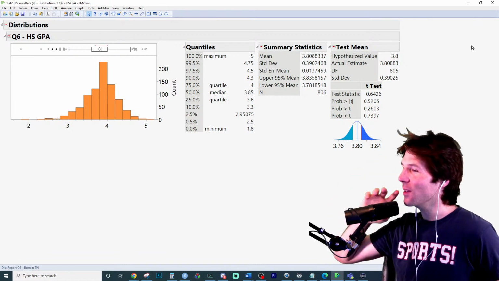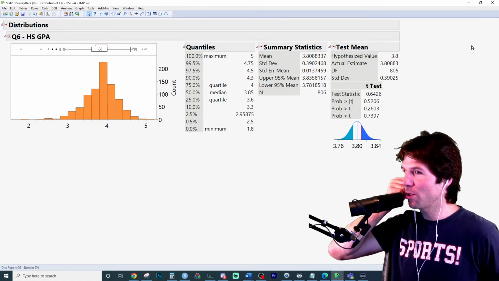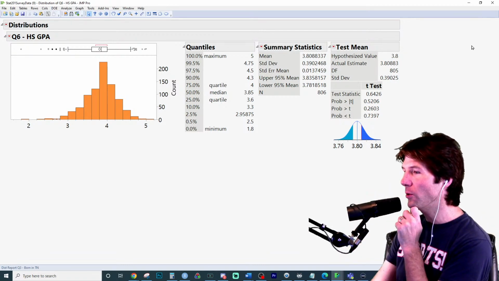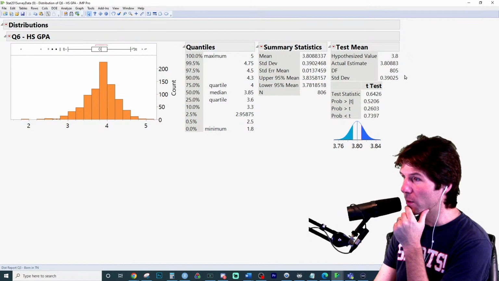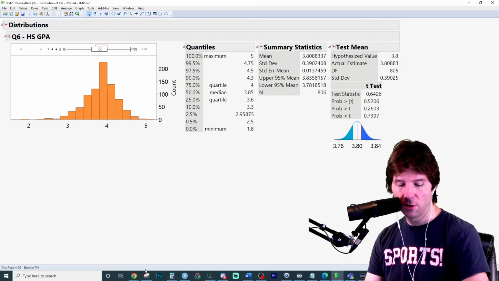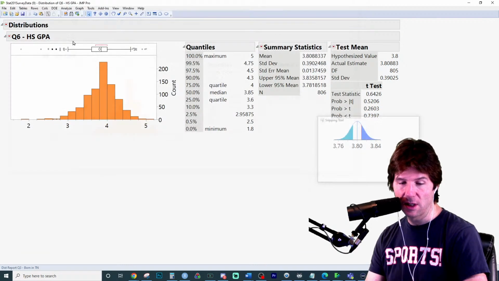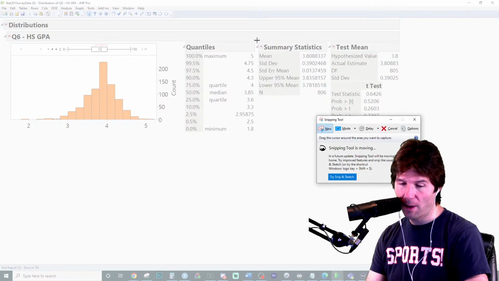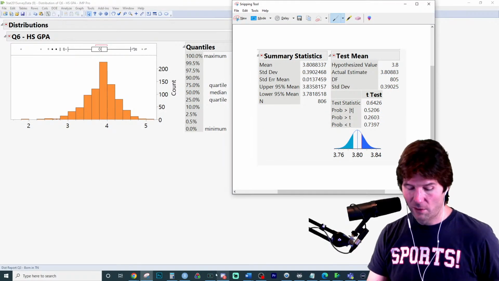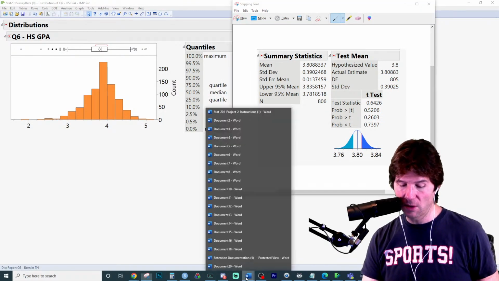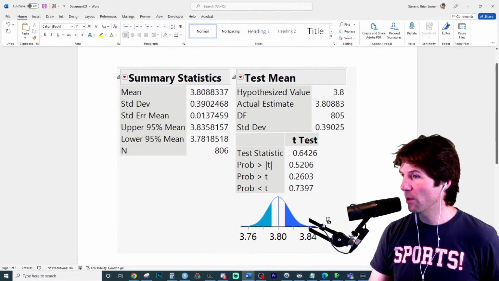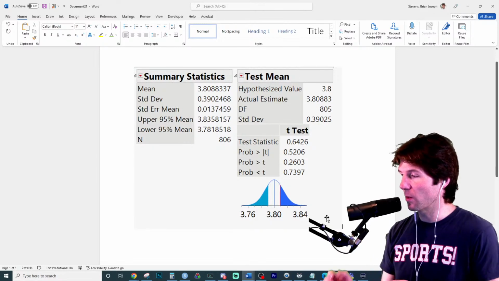So with this right here, if someone told you the average GPA of UTK students was 3.8, what would you tell them? Would you tell them you believe that or you don't believe that? And also look at the confidence interval. We usually include summary statistics.